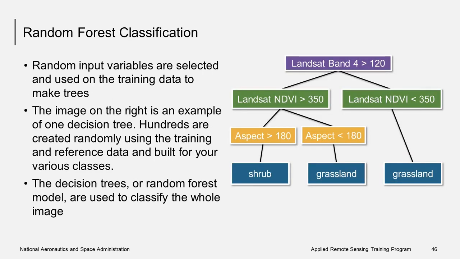The training data are used to develop the decision trees. Hundreds of these trees are created randomly and built for the desired land cover classes to create a random forest model. This model is then used to classify the whole image. The decision tree on the right is just one of hundreds that are developed using this approach.